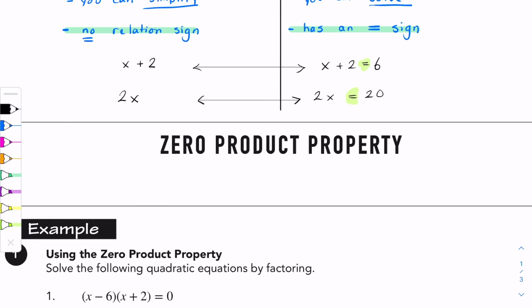All right, the zero product property says that for real numbers a and b, if a times b equals 0, then either a equals 0 or b equals 0.